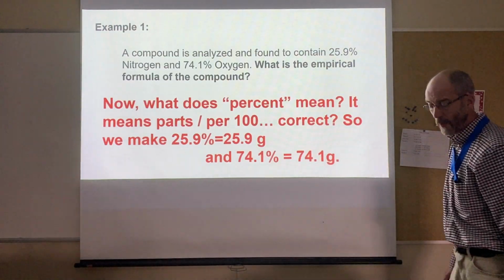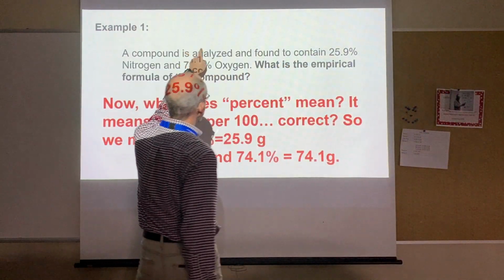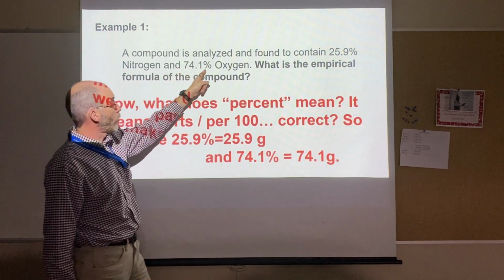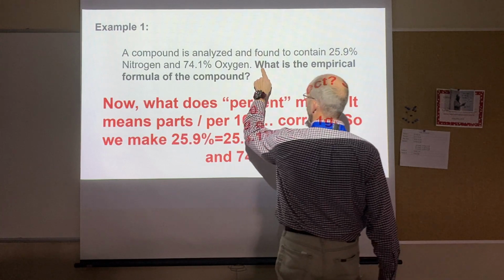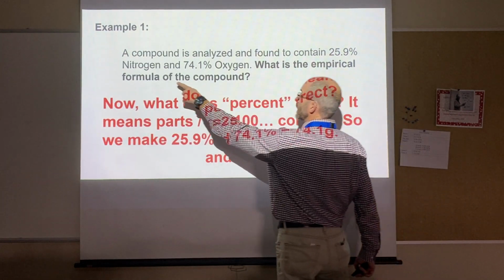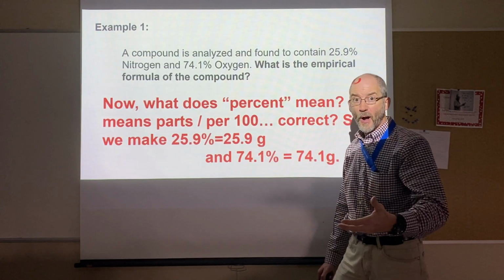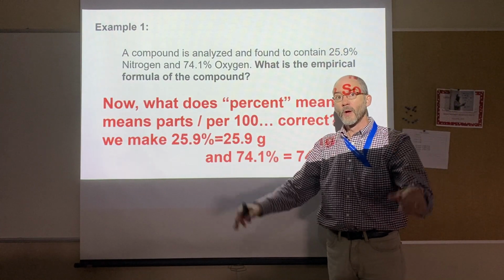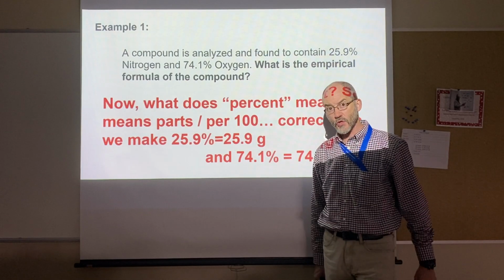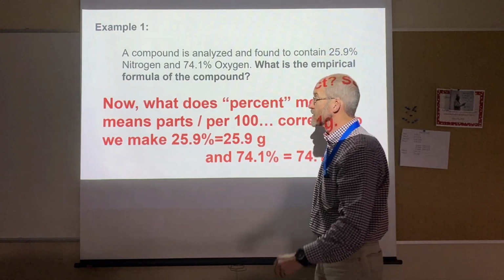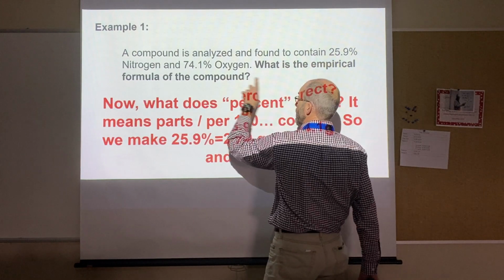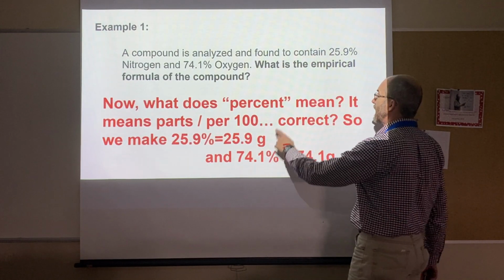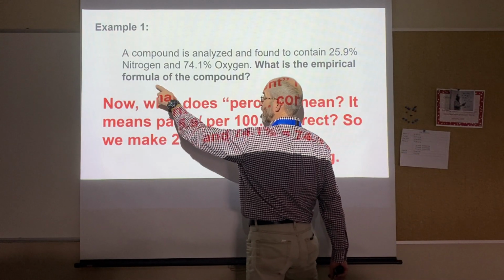All right, so here we go. Let's do a problem. A compound is analyzed and found to contain 25.9% nitrogen and 74.1% oxygen. What is the empirical formula of the compound? Okay, so look at the problem and recognize what you've been given. This is the way you attack every single problem. What have you been given? You've been given percent composition. That's as plain as the nose on our faces. Okay, you have 25.9% and 74.1%. What are you being asked for? You're being asked for the empirical formula.